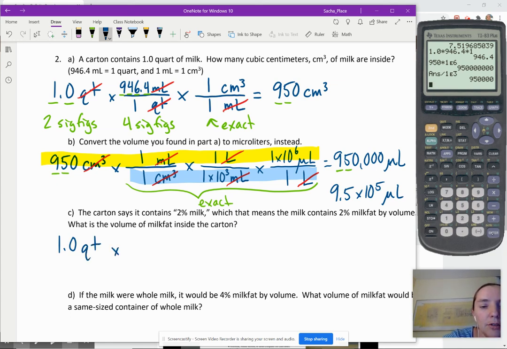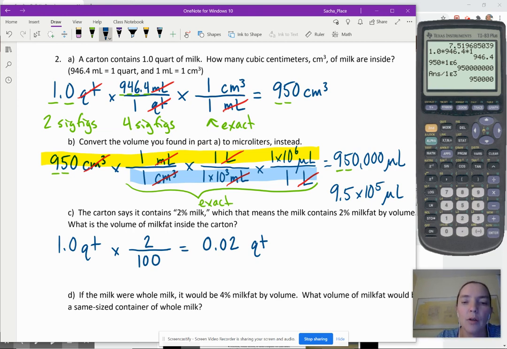So a percent, right? A percent is a part of 100. So I'm going to take that 1 quart and I'm going to say that it's 2 out of 100 parts fat, right? 2 out of 100 parts milk fat. So I'm just multiplying this essentially by 2% in the decimal form. So 1 quart times 2 over 100 is going to give me 0.02. And see how the quarts didn't cancel out? We were just finding a small fraction of a quart, a small percent of a quart. And so it's just 0.02 quarts.